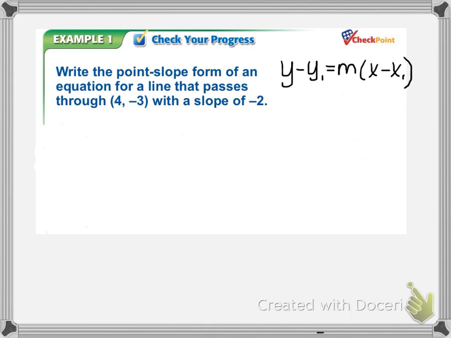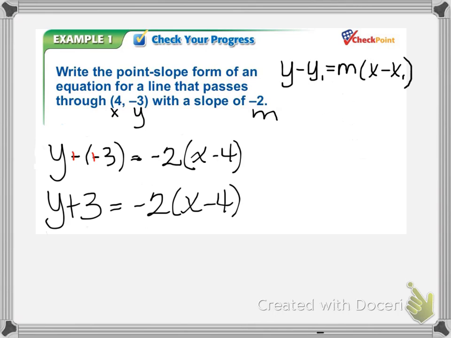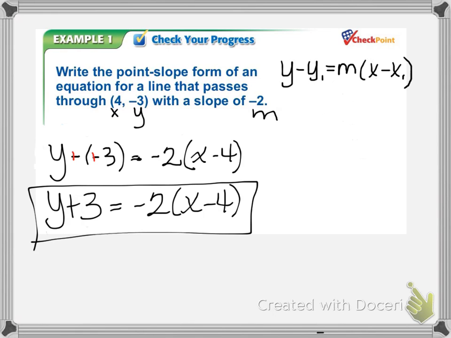So starting with your formula, you plug in your x, y, and m. So you have y minus negative 3 equals m, which is negative 2, times x minus 4. Remember that your minus negatives always change to plus, and so your final answer is y plus 3 equals negative 2 times x minus 4. That's it. That's all you got to do.